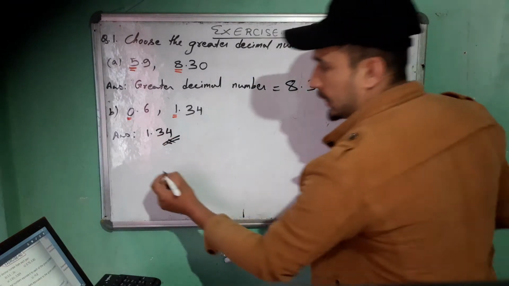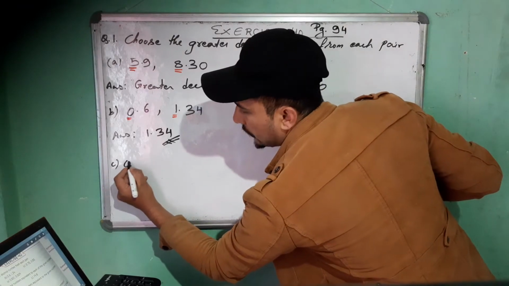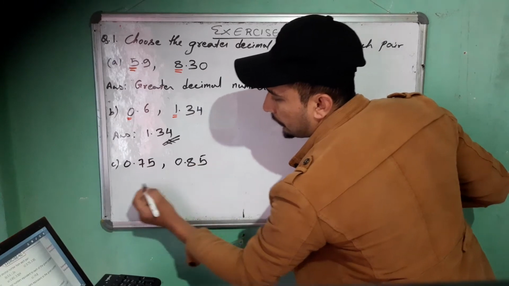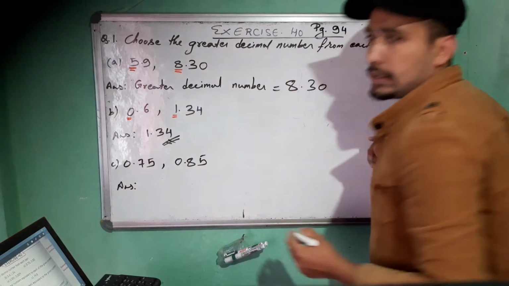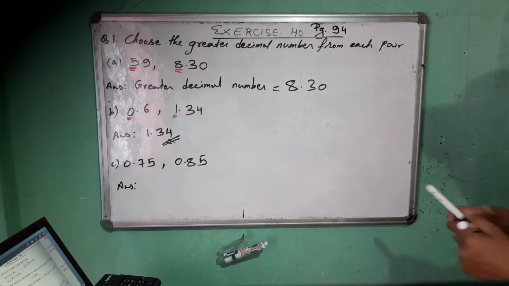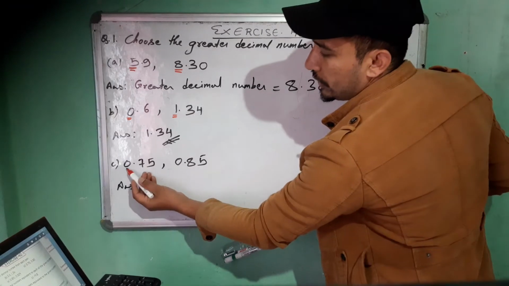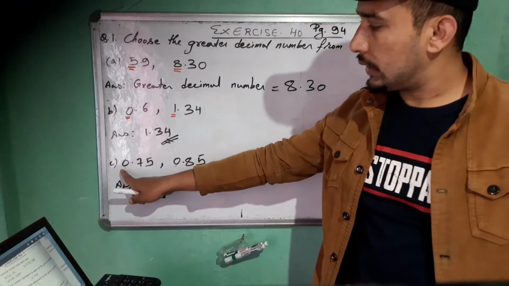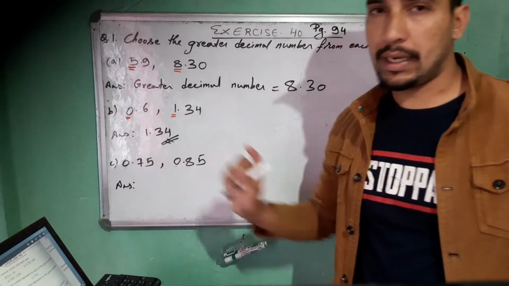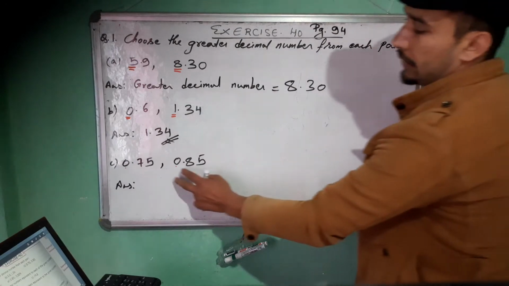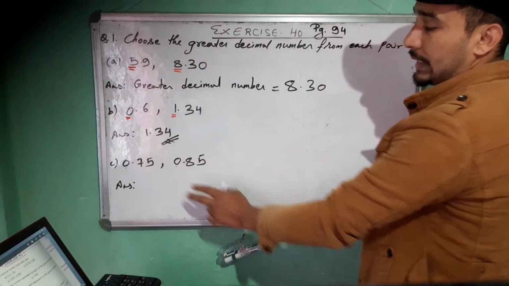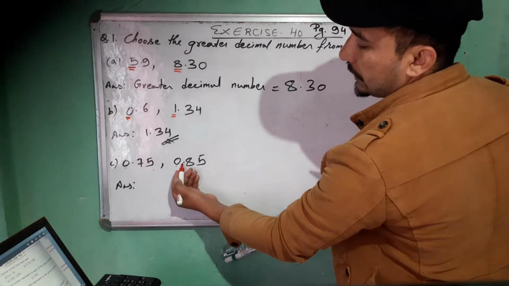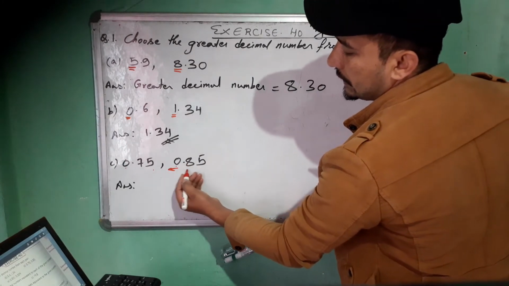Okay, next is number C, 0.75 and 0.85. You have to select the bigger decimal number. In the units digit you have 0 here and here also you have 0. Okay, so this is equal to this, the units digits are equal. So you see this side after the point towards the right side. From the point, this side is left and this side is right.